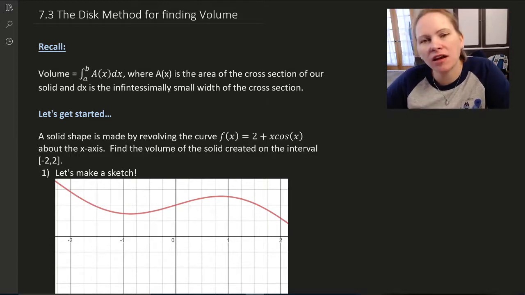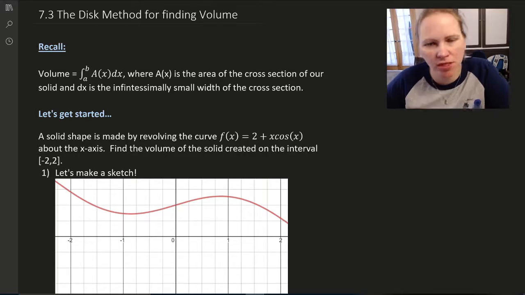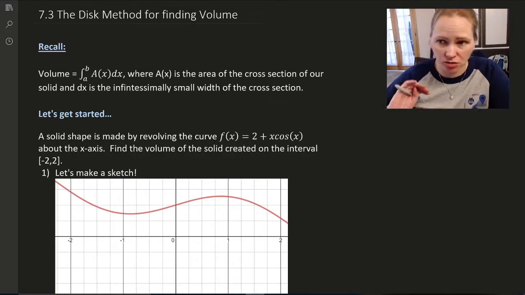Today we're going to continue our discussion of finding volumes of solids. And today, instead of having a shape like a square or a triangle or a semicircle plop down onto a flat base, now we're going to talk about what happens when we have a curve that just gets revolved completely around an axis.